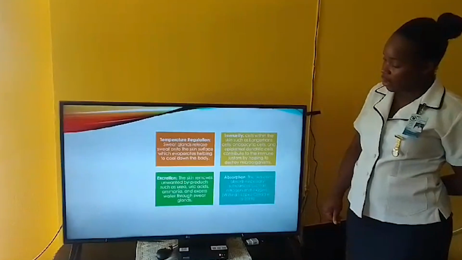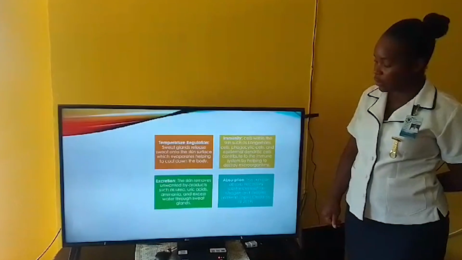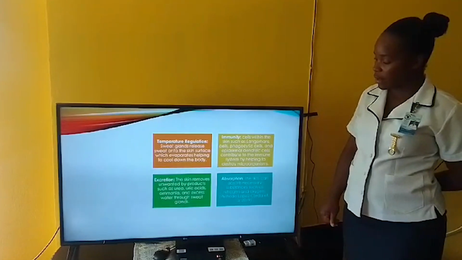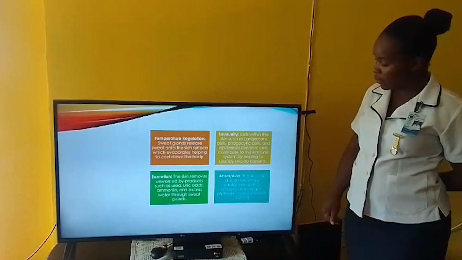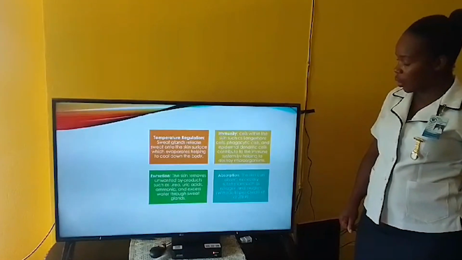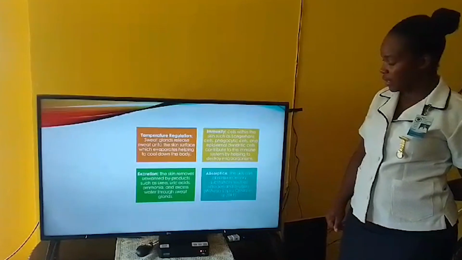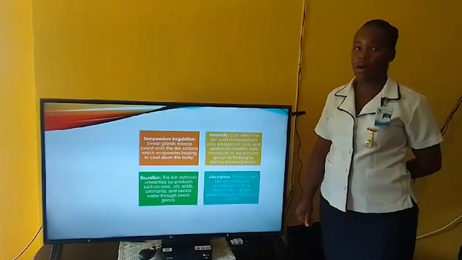Excretion. The skin removes unwanted byproducts such as urea, uric acid, ammonia, and excess water through sweat glands. Absorption. The skin can absorb necessary substances such as nitrogen and oxygen.